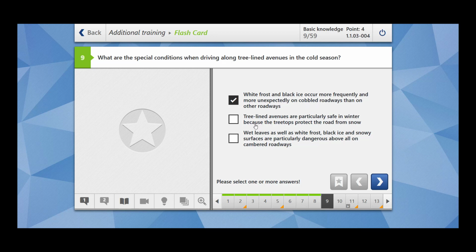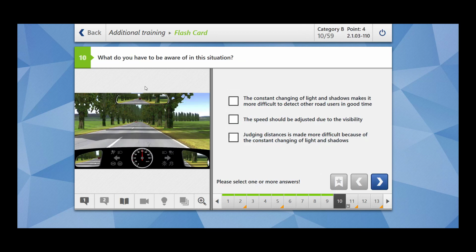Tree-lined avenues are particularly safe in winter because the tree tops protect the road from the snow. This is incorrect. Wet leaves, as well as white frost, black ice, and snowy surfaces are particularly dangerous above all on cambered roadways. This is also correct. So on cobbled roadways or on cambered roadways, there is more danger of skidding whenever there are tree-lined avenues. Let's check our answer. Our answer is correct. Moving towards the next.